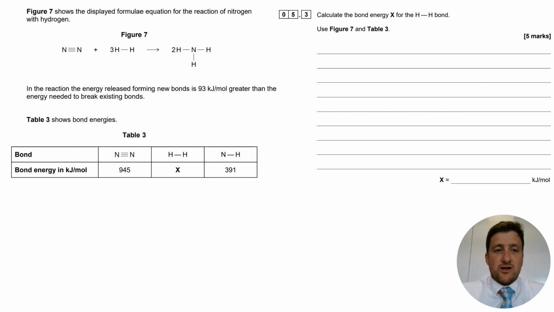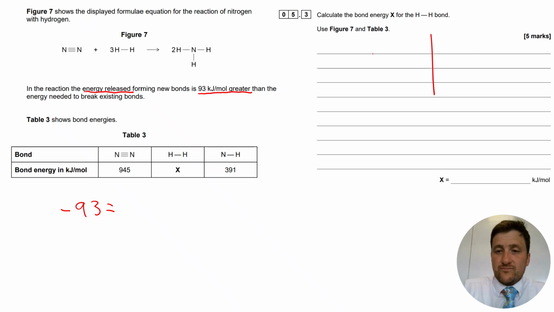Okay, we've got our big bond energy ones where we're calculating the missing bond energy. Now, if we are calculating the missing bond energy, X, somewhere in the question it will numerically tell us if this is an exothermic or an endothermic reaction. Here it is telling us the energy released is 93 kilojoules per mole greater. That tells us it's going to be an exothermic reaction. And if it is exothermic, it means our equation is going to have the total energy change as minus 93.